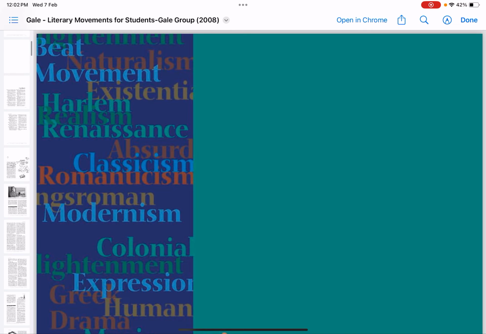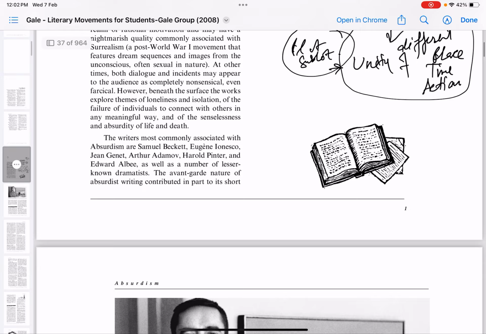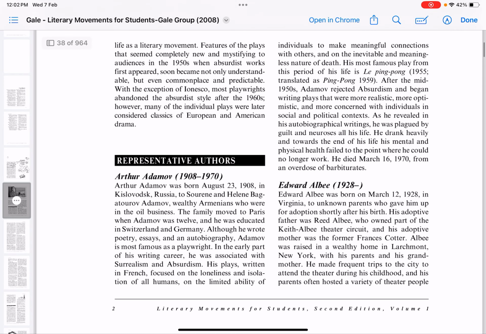This is your absurdism, and these are the authors: Arthur Adamov, Edward Albee. You have to read about these authors.